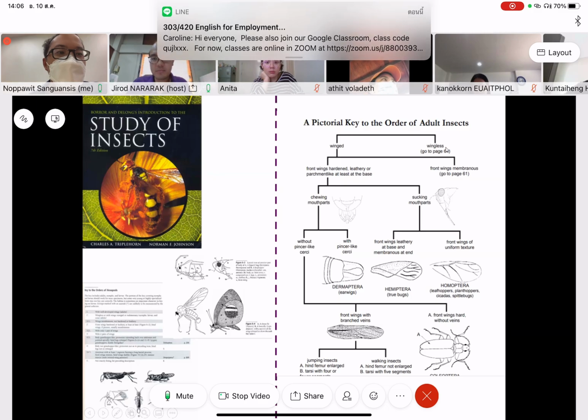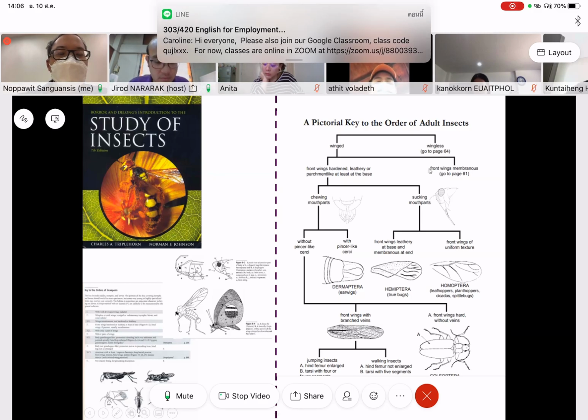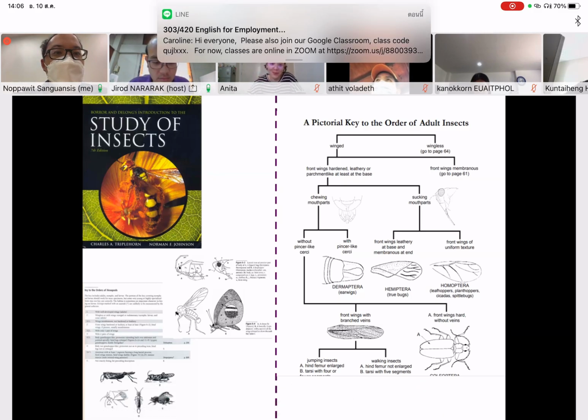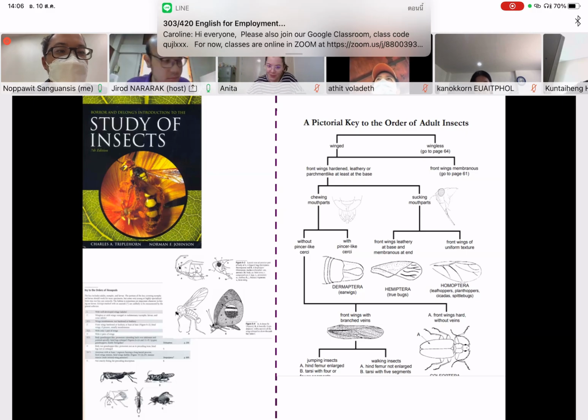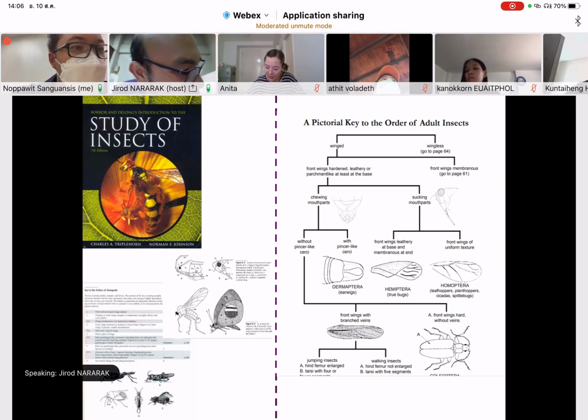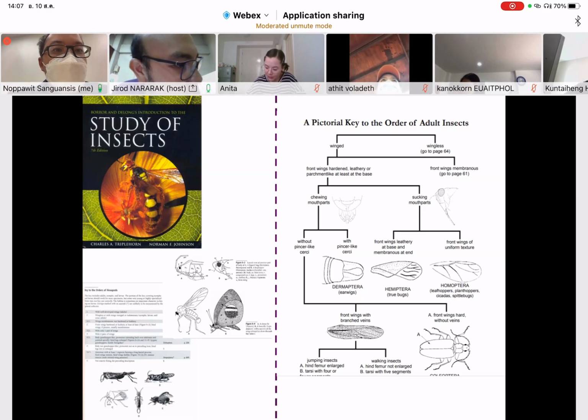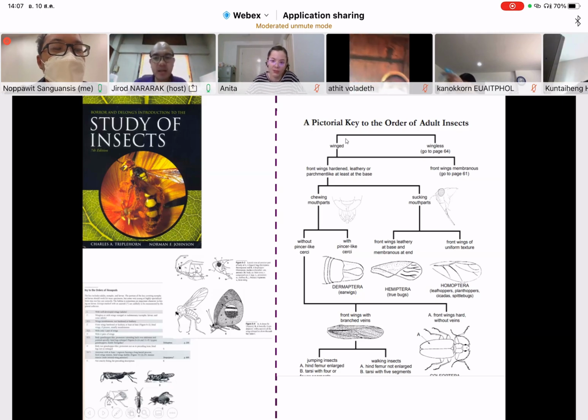So it doesn't need to be fixed in the same pattern, like wing and then chewing parts and so on, right? Yes, at the beginning you don't care about the other organs, you just see whether it has wings or no wings, just like that.